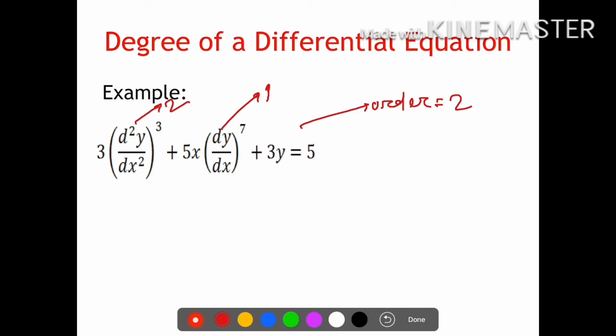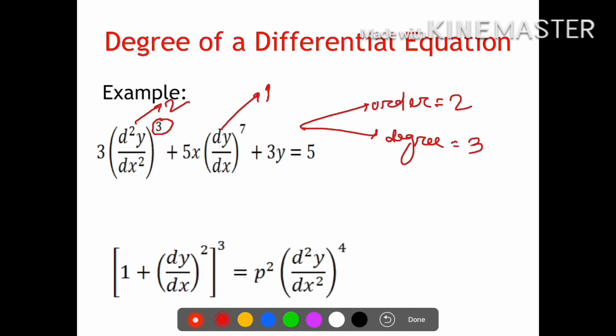The order of this differential equation is 2. As I told you earlier, the term which gives the order of the differential equation, take its power. Here the power is 3, that means the degree of this differential equation is 3. But before finding the degree, ensure that the equation is written as a polynomial equation in derivatives and it should be free from radicals and fractional powers so far as derivatives are concerned.